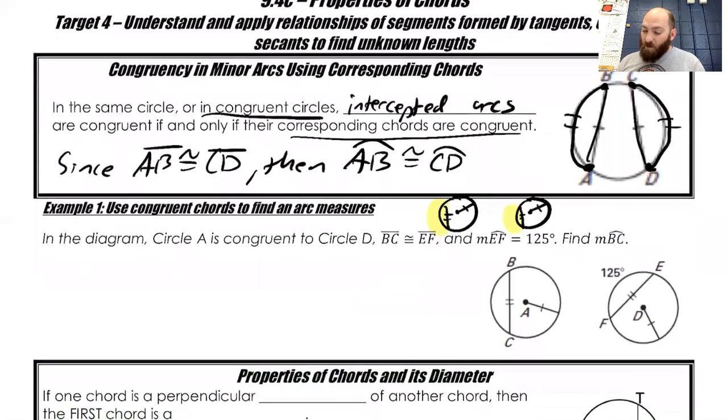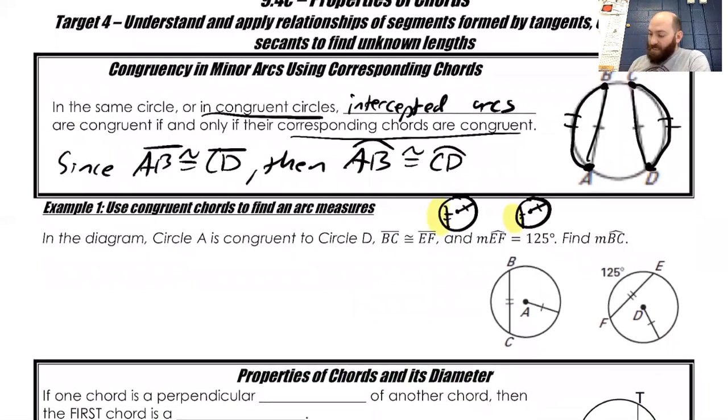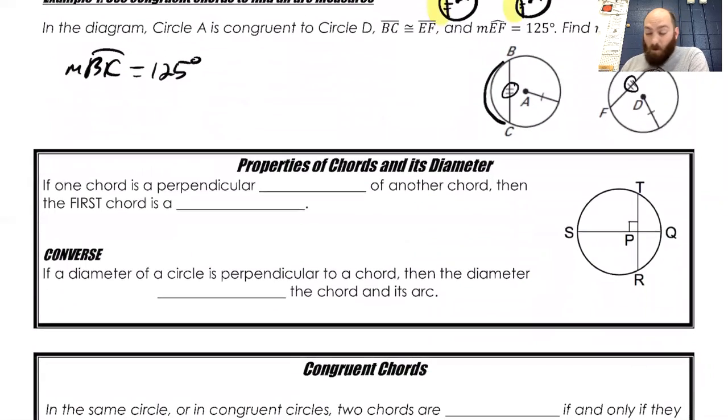So in this scenario, in the diagram, circle A is congruent to circle D. And again, we're identifying that because of these congruent radii. BC is congruent to EF, that's given with these two. And the measure of arc EF is 125 degrees. Find the measure of arc BC. It's the same thing. The measure of arc BC is 125 degrees as well. That's it.